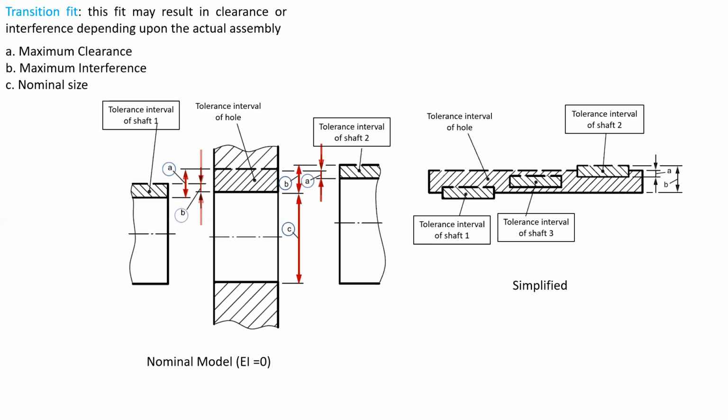So here is a simplified view. So we can see there are 3 classes of transition fits. So in the first case of the transition fit, the lower limit of size of shaft is less than the lower limit of size of the hole. In the second case, the upper limit of size of the shaft is greater than the upper limit of size of hole. Whereas in the third case, the tolerance zone of shaft will lie within the tolerance zone of the hole.